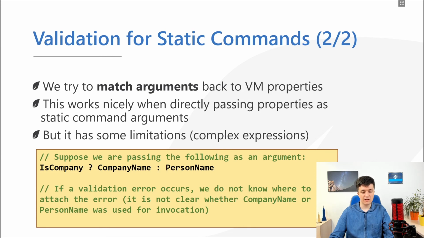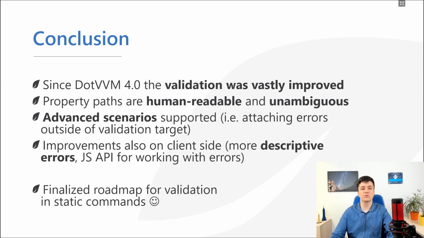So that's the brief overview that I wanted to show you. And just to conclude this presentation, since DotVVM 4.0 we did a bunch of work on validation, basically rewrote the whole thing, and now it works, in my opinion, a lot better. Property paths are human readable and unambiguous. They do not leak our internal implementation, and they are nice to look at and easier to write. So that's really nice to have, of course.